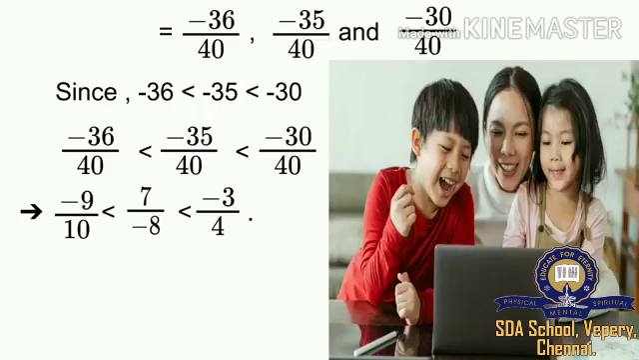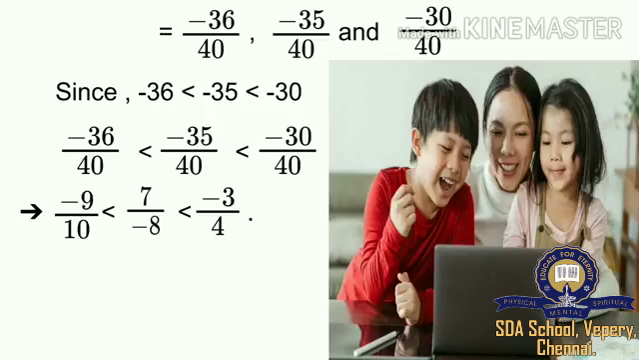Then we are going to arrange them in ascending order. Minus 36 is less than minus 35 is less than minus 30. Here you can easily find this. Minus 36 divided by 40 is less than minus 35 divided by 40 is less than minus 30 divided by 40.